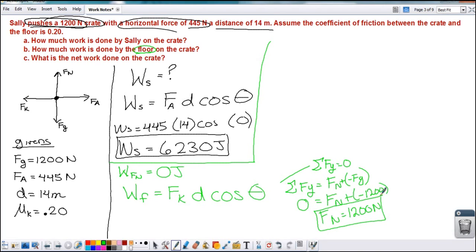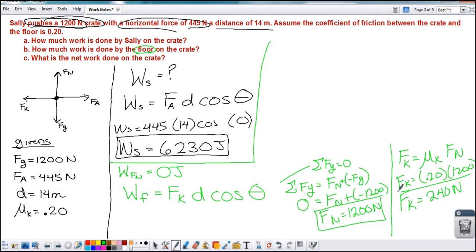Now, how does that help us? That doesn't give me the kinetic. Well, we've learned that the friction force is equal to the coefficient of kinetic friction multiplied by the normal force. I'm going to take the normal force, substitute it in. The coefficient of kinetic friction we were told was 0.2. And therefore we can find the force of kinetic friction, 240 newtons.